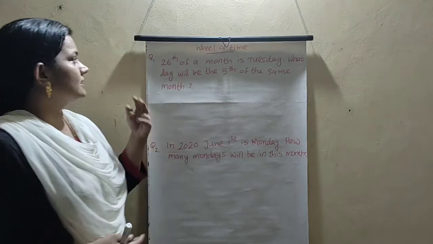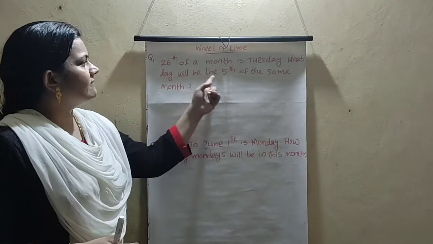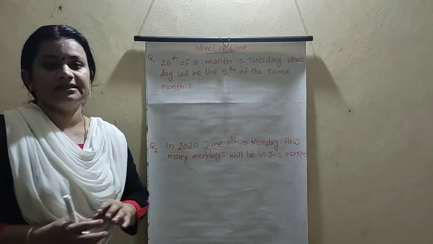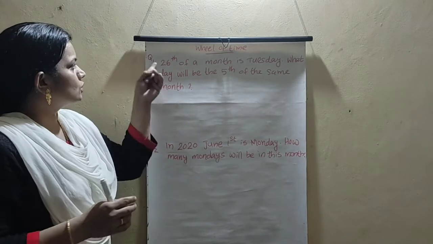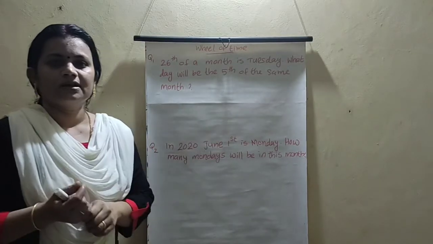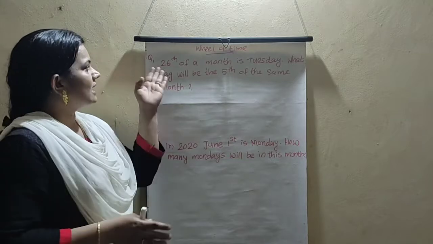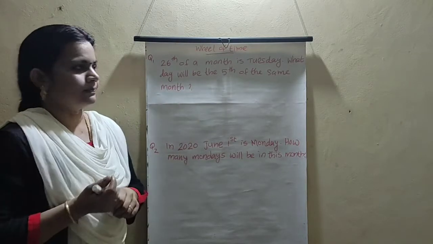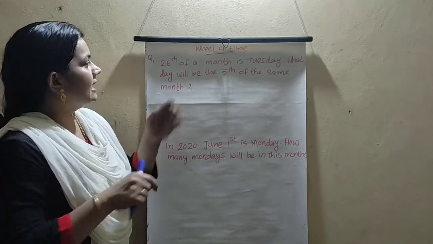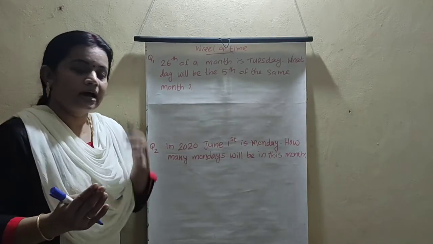We are discussing another problem. 26th of a month is Tuesday. What day will be the 5th of the same month? So the month is not defined here. One month is given. That is, 26th is Tuesday. What day is the 5th of the same month? How to find out that?